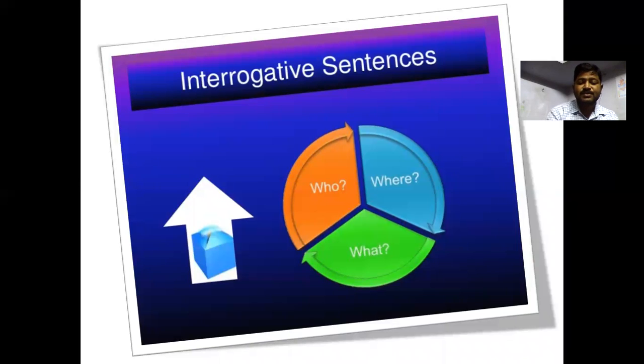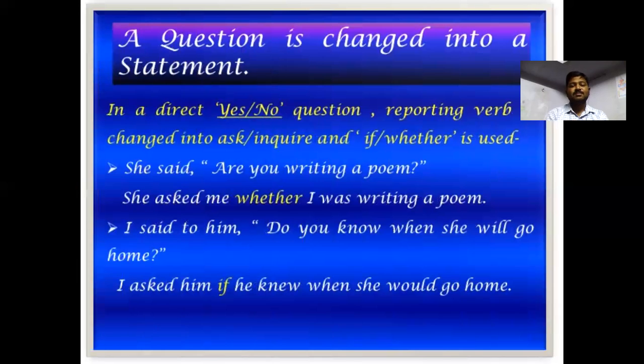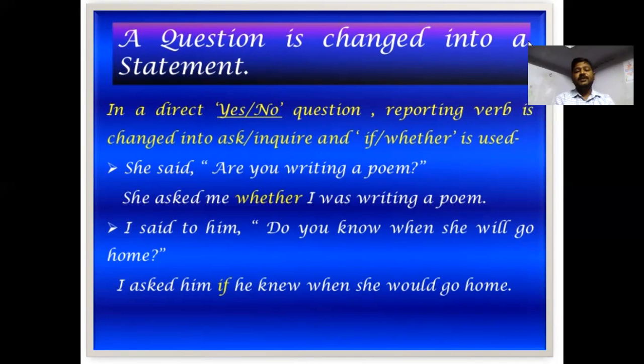Look at the interrogative sentences. Interrogative means we can say the WH questions: who, where, what. Look at the examples. A question is changed into a statement. In direct speech, for yes or no questions, the reporting verb is changed into ask.